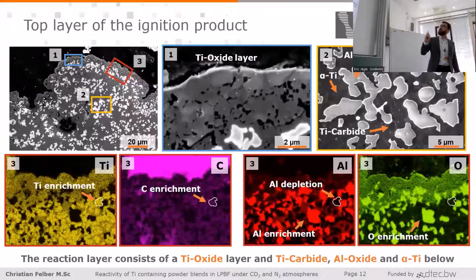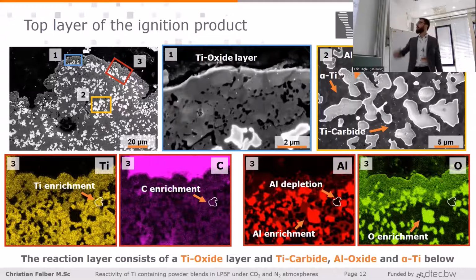And if we take a closer look at this reaction layer, we can see the formation of three or many different intermetallic phases. We can see that we have a titanium oxide layer, below it a layer of aluminum oxide, alpha titanium, and titanium carbide, which is very well visible in the EDS spectrum of aluminum, where we have three regions. We have one region where we have an enrichment in aluminum, one where we have a depletion of aluminum, and somewhere in between, which is the alpha titanium.